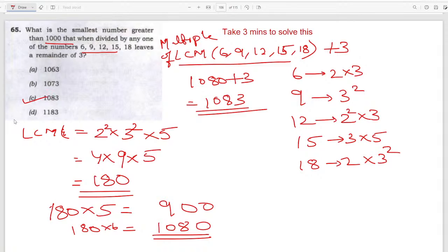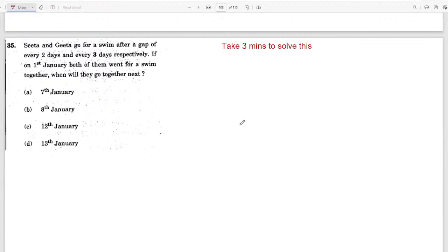I hope this is clear. If you have any doubts, please ask. Or if everything is clear, we'll move to the next question. We'll move to the next question then. Take 3 minutes to solve this question.